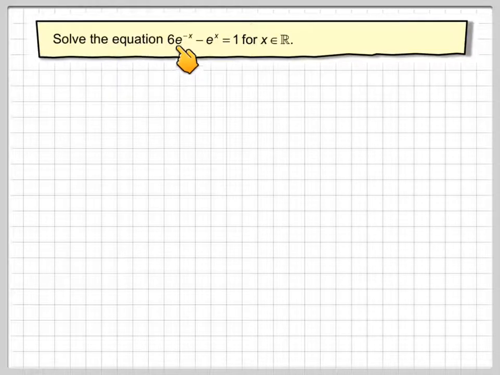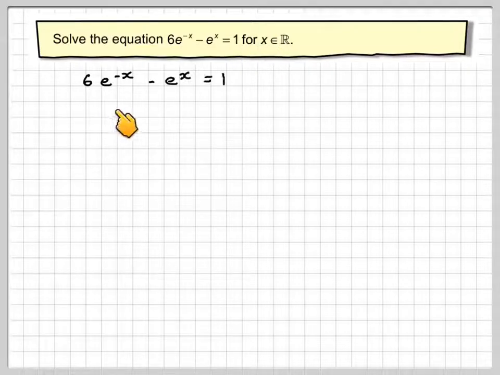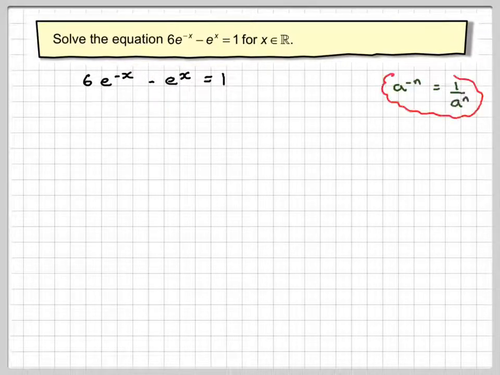Solve the equation 6e to the minus x minus e to the x is equal to 1 for x belonging to the set of real numbers. So we've got 6e to the minus x minus e to the x equals 1. The first thing to do is to write this using a to the minus n is equal to 1 over a to the n. This becomes 6 over e to the x minus e to the x is equal to 1.